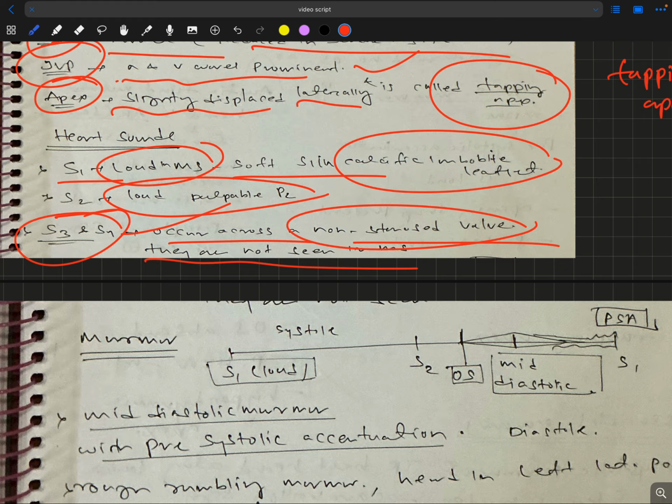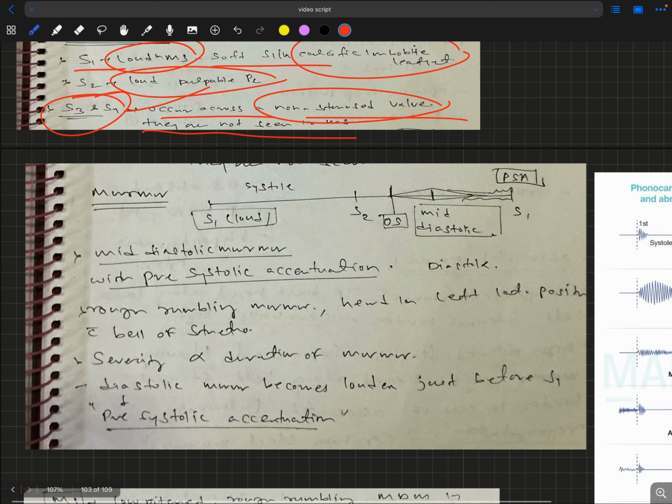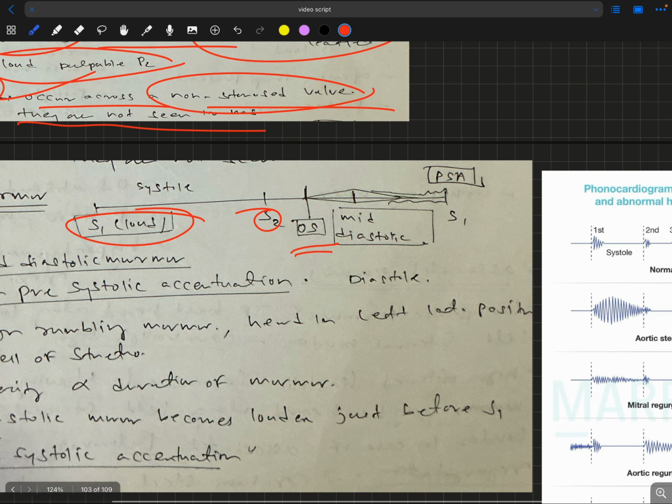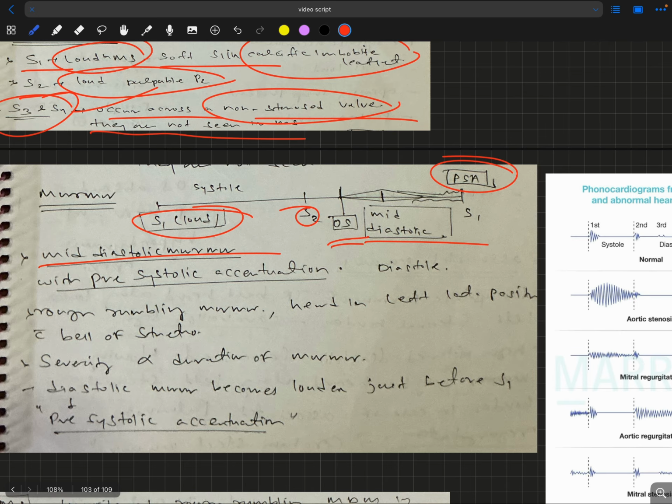Remember this: S3 and S4 occur only across a non-stenosed valve. If the valve is stenosed, then there will be no S3, no S4. What is the murmur in MS? It is a diastolic murmur. S1 is loud. S2, P2 can be loud if there is development of pulmonary hypertension. There is an opening snap due to opening of the mitral valve, and a mid-diastolic rough rumbling murmur with pre-systolic accentuation.